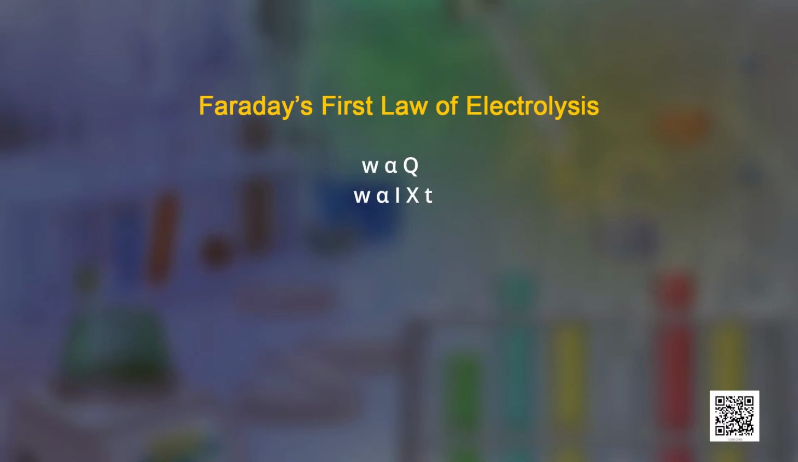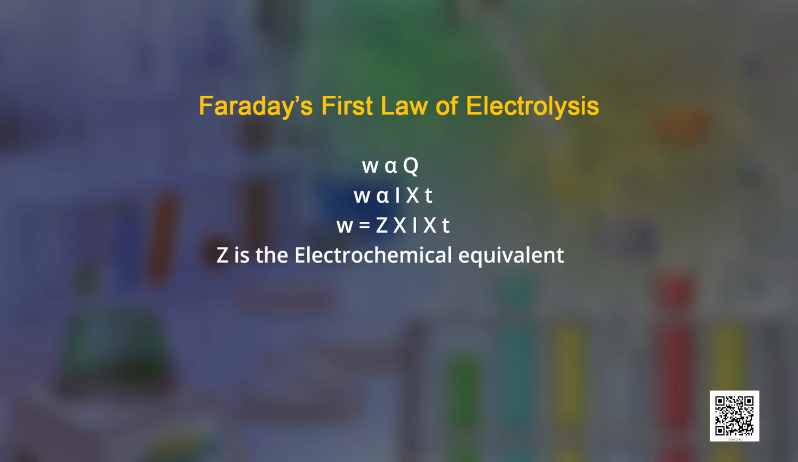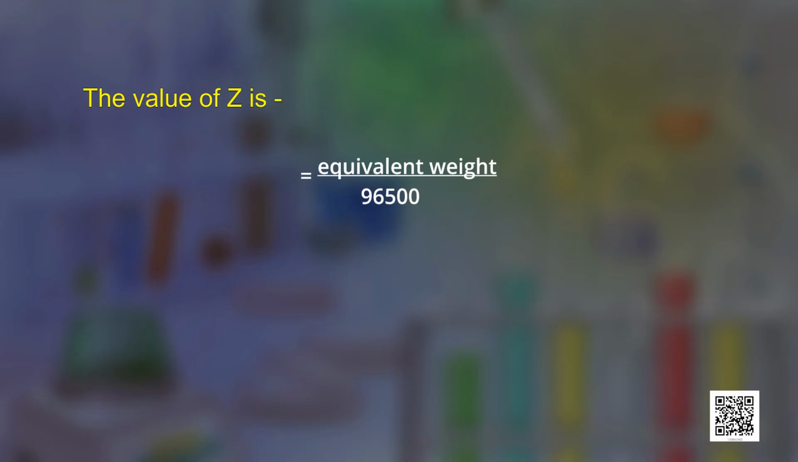This can also be written as W directly proportional to I into t, because charge is the product of current and time. And we may simplify it as W equals Z into I into t, where Z is the proportionality constant and is known as the electrochemical equivalent. It can be defined as the mass of the substance deposited by passing 1 coulomb of charge, or by passing 1 ampere of current for 1 second through the electrolyte. Its value is equal to equivalent weight divided by 96500 and it is denoted as E.